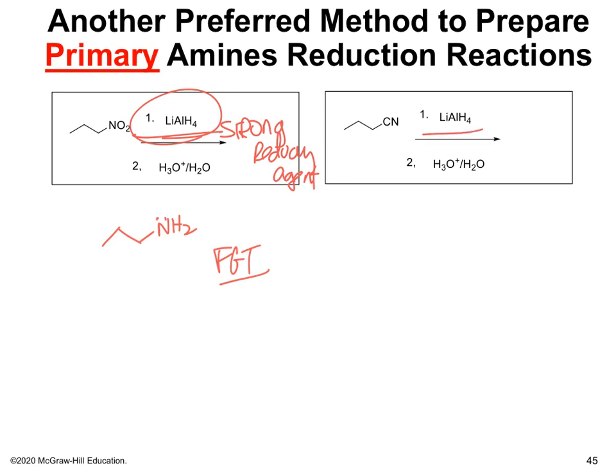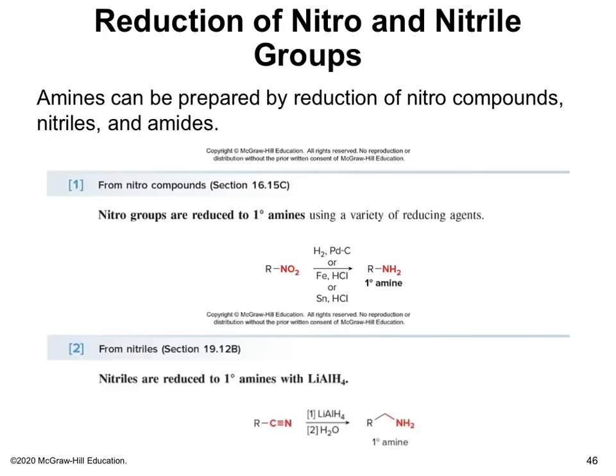The nitrile will also get reduced with lithium aluminum hydride to a primary amine. Make sure you got your carbon count, 1, 2, 3. The carbon brings in a fourth carbon. Here we have 1, 2, 3. This one we have a fourth. So yes, you can do reductions of nitro and nitrile groups. These are other reagents you can use to reduce a nitro group. Lithium aluminum hydride is good for nitrile.